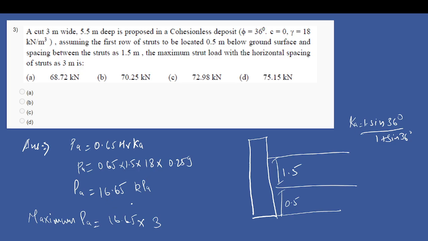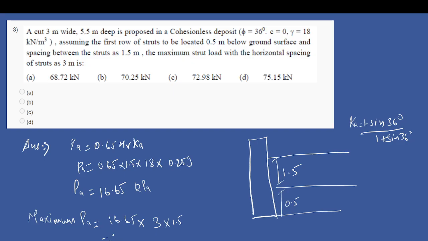Were you getting this 16.65? Yes, sir. So how much answer are you getting? Sir, 0.6. No, sir. PA is 16.65. Maximum PA is 16.65 into 3 into 1.5. Why 1.5? Sir, spacing in between verticals. So you basically need to calculate the maximum pressure, so both the vertical and the horizontal you need to take into account. So 3 was your horizontal spacing and 1.5 is your vertical spacing, right?